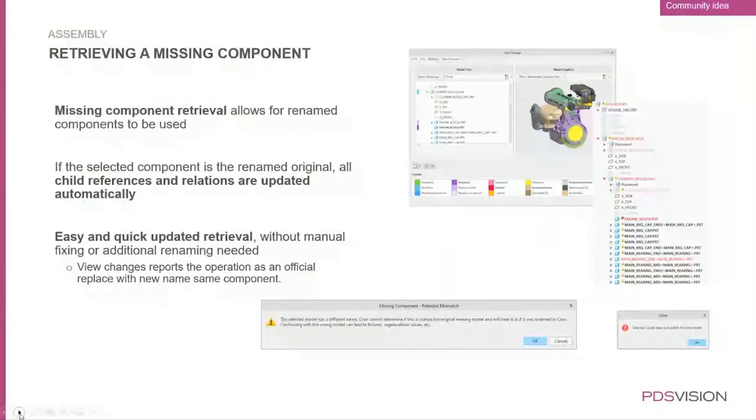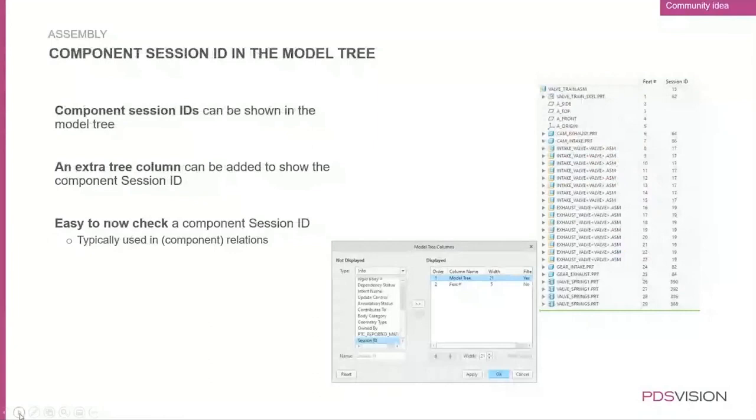Then for those of us who are writing component level relations, you sometimes need something called the session ID, which has been available, but nicely hidden in the relations dialog box, where you have to ask component by component, tell me what your session ID is so that I can refer to you in the relations. Now you can have that in your model tree as a separate column. As you can see, the feature numbers increase monotonically upwards, but the session IDs can be whatever, so it's not easy even to guess the proper one. Then I lost my mouse again.